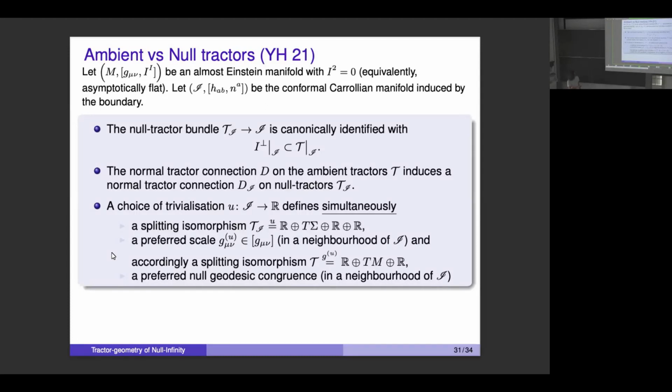And here at some point I make some choice U, which trivializes everything at the same time, and now I can compare. I can compare the asymptotic shear of my null geodesic congruence with some coordinates arising in this splitting isomorphism.